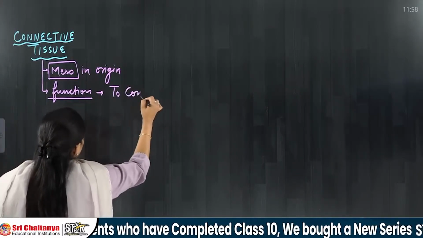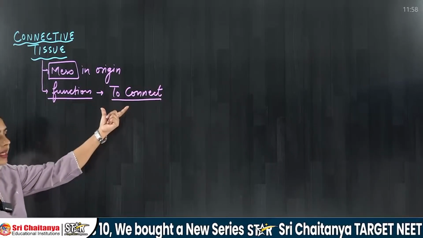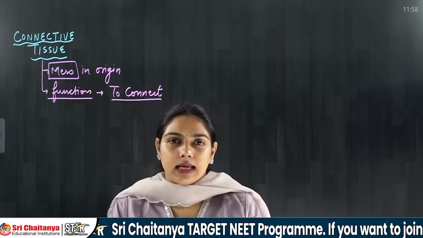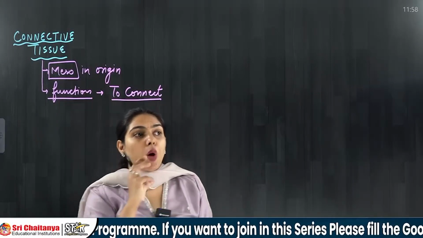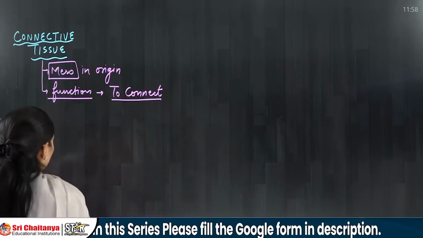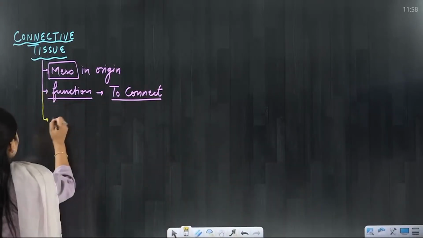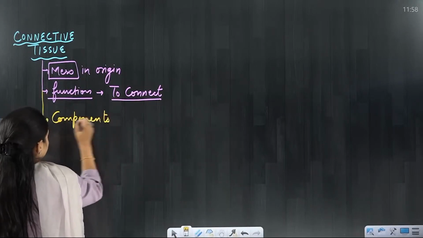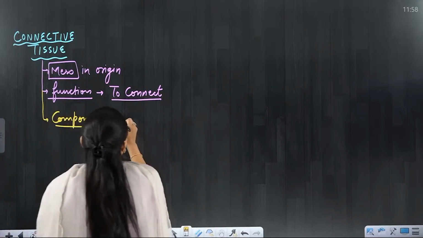To connect various organs, to connect various tissues in the body. Now, I will tell you what exactly is forming this connective tissue. What are the components of connective tissue? So, let us see the components of connective tissue. Beta, there are three components.